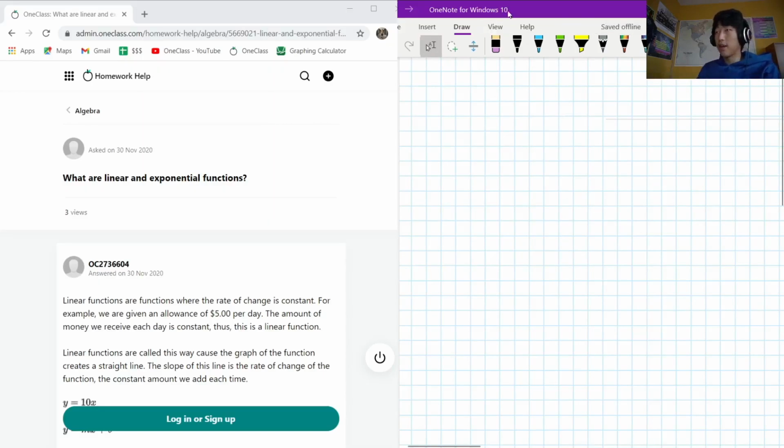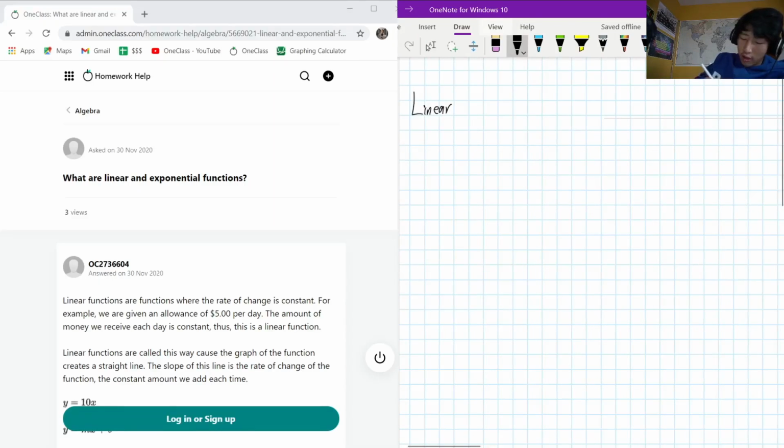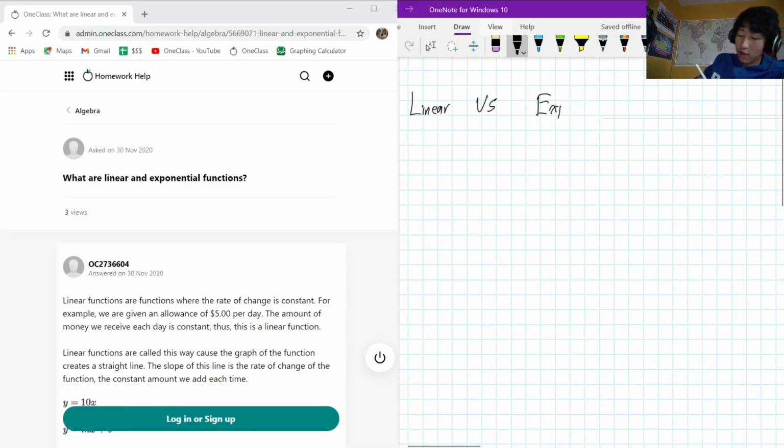Okay, so here we have the next question on the menu today, and the question is asking us linear versus exponential functions. Okay, so linear functions are characterized by an always constant growth rate. Maybe instead of saying growth rate, because it could be shrinking, it could be an always constant shrink rate, an always constant rate of change.